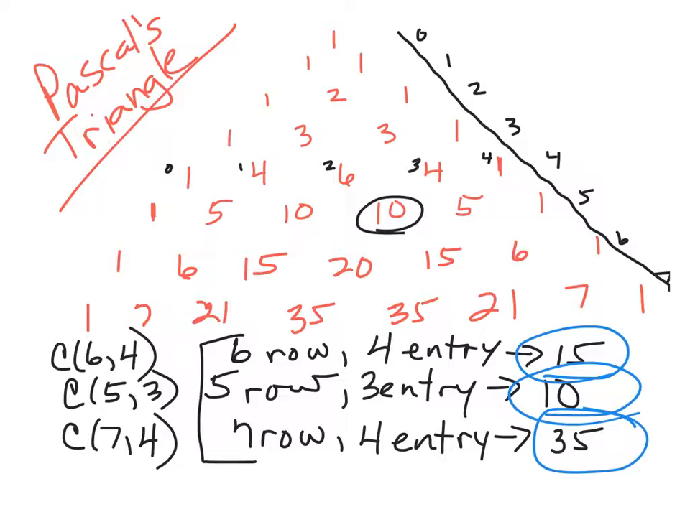What are we saying here? We're saying that the entries of Pascal's triangle are really just combinations. So if you want to find combinations, you can just use Pascal's triangle if you really get a wild hankering to.